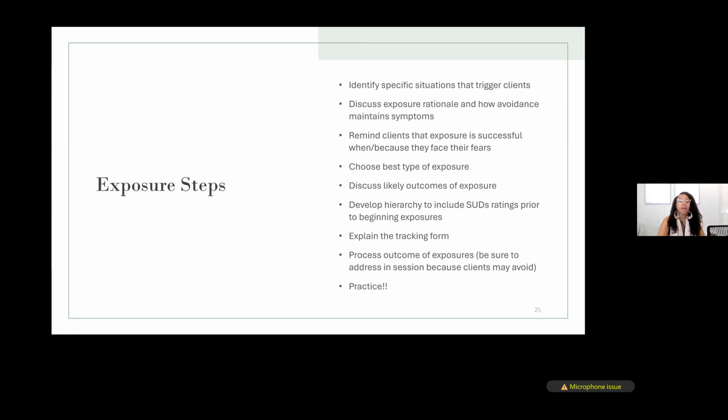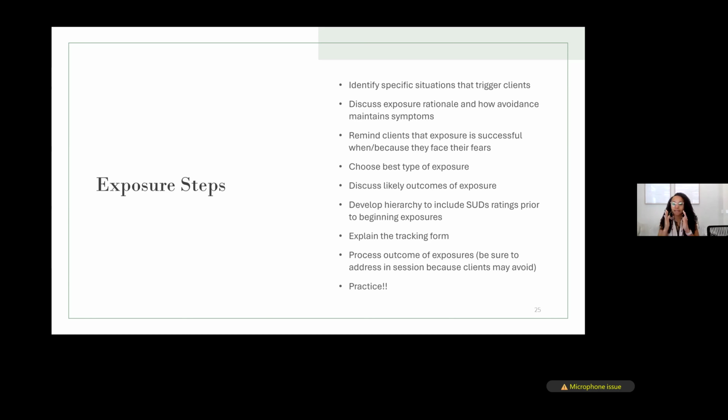There are steps to exposure. Again, you don't just throw somebody into any of those exposure situations. You want to do the resourcing first, but you also want to identify specific situations that trigger clients, discuss why you're talking about exposure and how avoidance maintains anxiety and maintains symptoms, and remind clients that exposure is successful because they face their fears. So we're not really thinking about it as only successful if after the first exposure, you never feel anxious again.